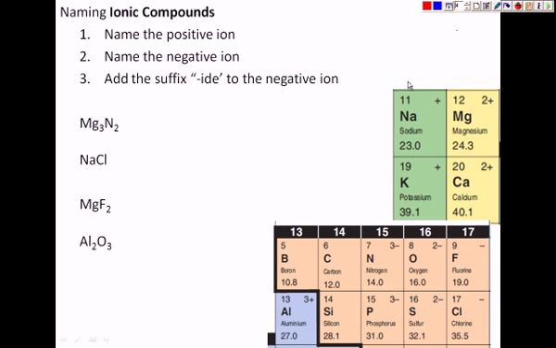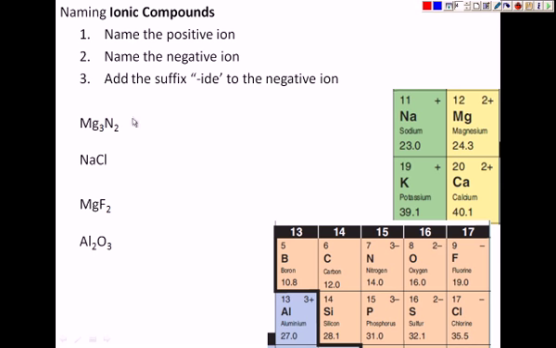So let's take a look at when we have an ionic compound, how do we name it? Here are 3 steps on how to name an ionic compound. The first step is name the positive ion first. Second is name the negative ion. And the final step is add the suffix "ide" to the negative ion. Suffix means the ending of a word. Prefix means the beginning of a word. But today we're just going to be adding a suffix "ide" to the negative ion.